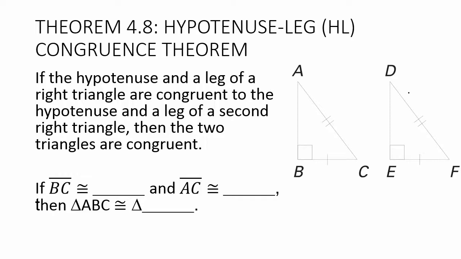Theorem 4.8, hypotenuse-leg HL congruence theorem. If the hypotenuse and a leg of a right triangle are congruent to a hypotenuse and a leg of a second right triangle, then the two triangles are congruent. Meaning, if line segment BC is congruent to line segment EF, which is the leg of a right triangle, and line segment AC, which is the hypotenuse of a right triangle, is congruent to line segment DF, which is the other hypotenuse, and you have a right triangle, then you can say that triangle ABC is congruent to triangle DEF using the hypotenuse-leg congruence theorem.